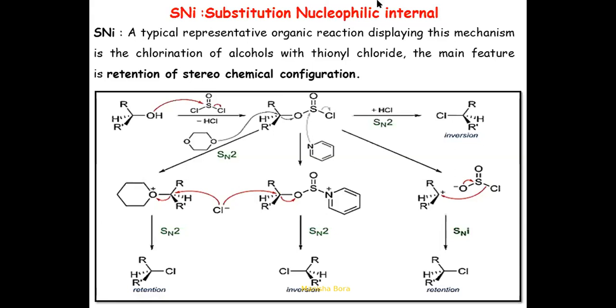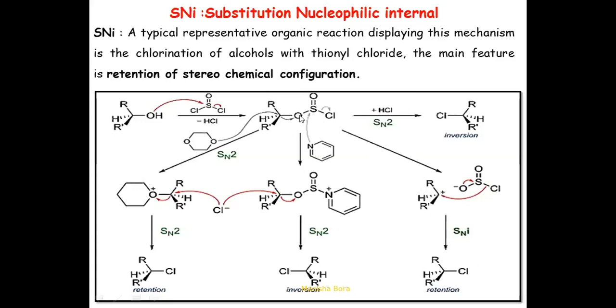So, if I take an alcohol and react it with thionyl chloride, that is SOCl2, then it is observed that first it forms its thionyl ester. This ester then can undergo all types of reactions, that is SN1, SN2 and SNi, depending upon the reaction conditions. Generally, it undergoes SNi and SN2 type of reaction. So, we are going to focus our attention on SNi type of reaction.